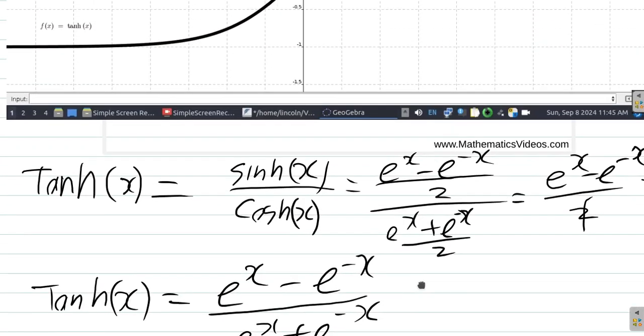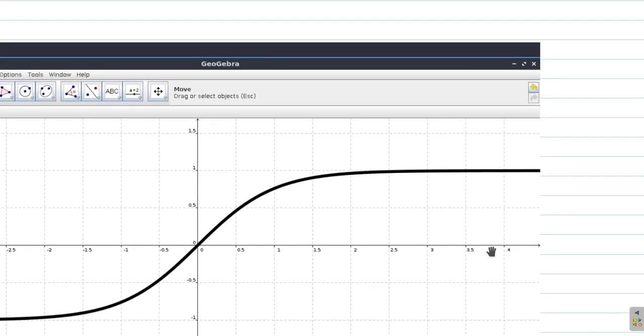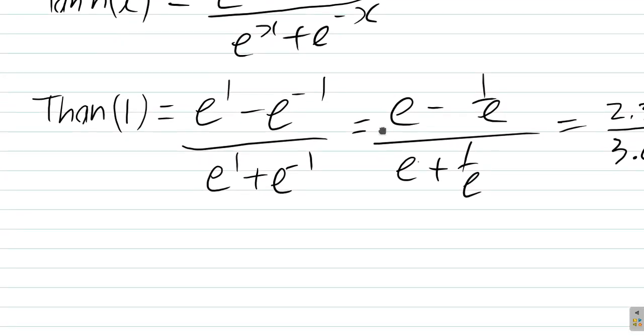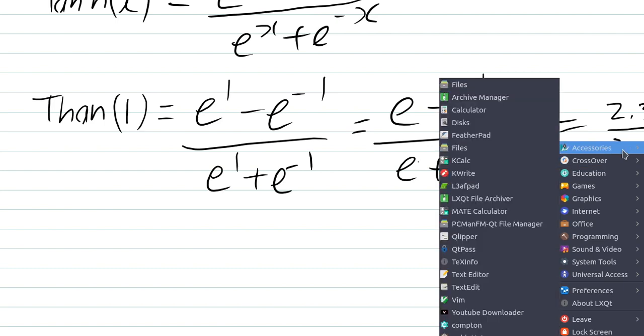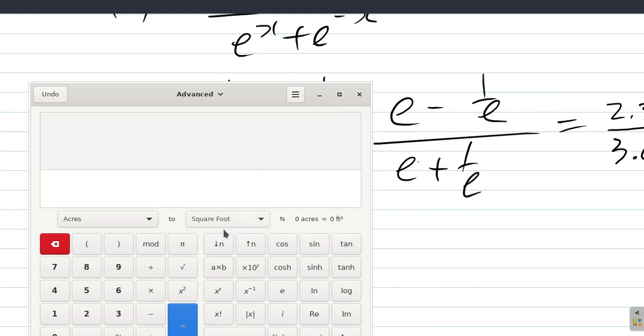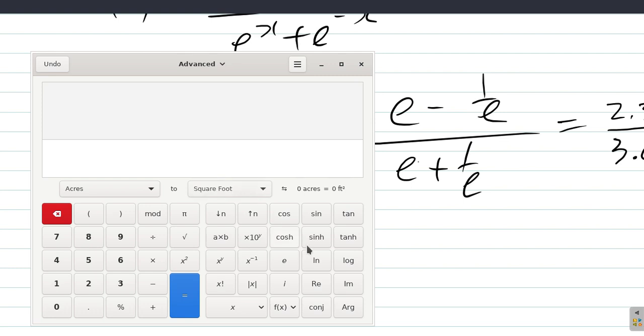Now, the thing is, we want to find out the tan of, let's say, the tan of 5. What is tan 5? You could put in e to the 5 plus e to the negative 5 and so on, but let's use a calculator to find the tan of 5. That will give us a value very close to 1. So it's getting very close to 1.